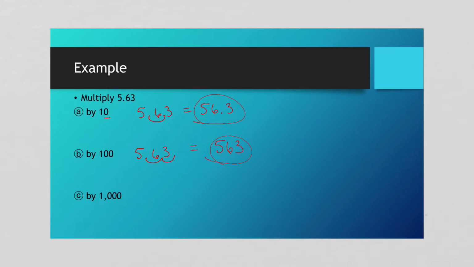Now multiply by 1,000. Move it to the right 3 places. So 5.63, move it to the right 1, 2, 3, and I've got to put a 0, a placeholder there. So it would be 5,630.